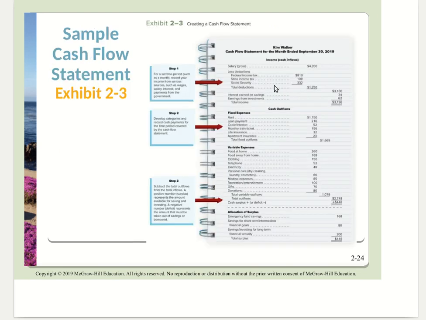This might be an example of it. Here's your income. Here's your net. Here's all your cash outflows. Here's what you're winding up with as far as a surplus or a deficit.